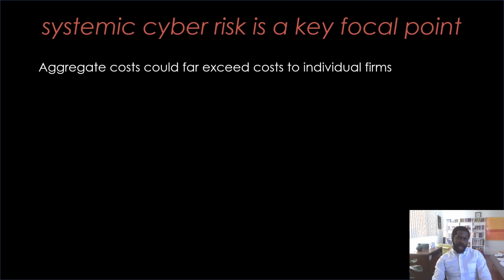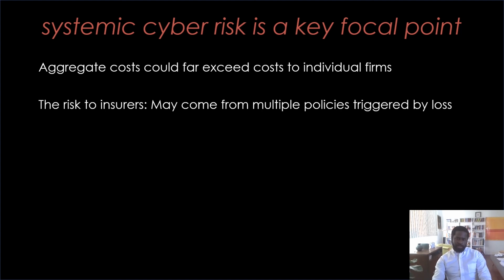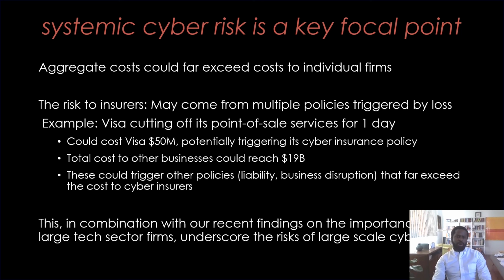And when we look at cyber, we see that aggregate costs can far exceed the cost of individual firms, and the risk to insurers might come from multiple policies being triggered at once. So Visa, for example, is cutting off its point of sale services for one day. The losses to Visa are not that bad. This is something that obviously insurance policies could cover. However, the aggregate losses to the entire economy, if they were to reach $19 billion, would trigger many other policies like liability, business interruption, that would far exceed the cost to cyber insurance. Notably, this is hazard specific.